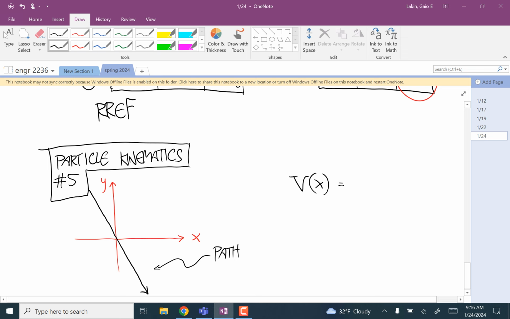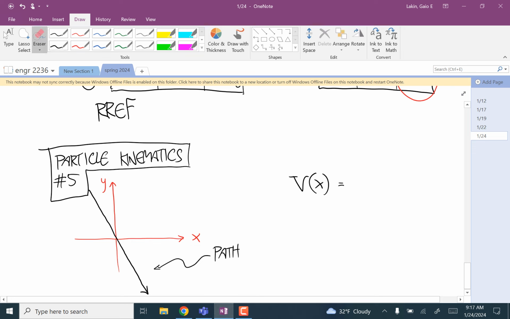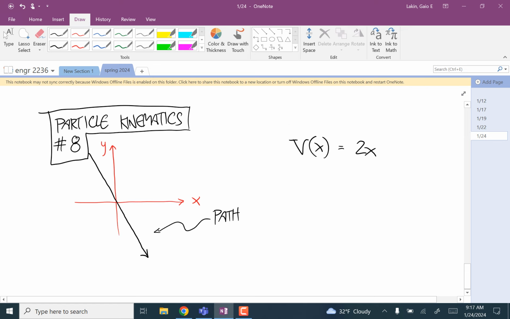Doing 5 or 8? Oh, am I doing the wrong one? No, it's 8, but you were at 5. Oh. That's a funny thing to do. I guess because of the negative 5. Okay, so this is 2x. All right.